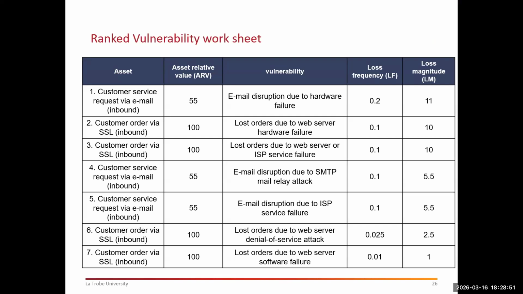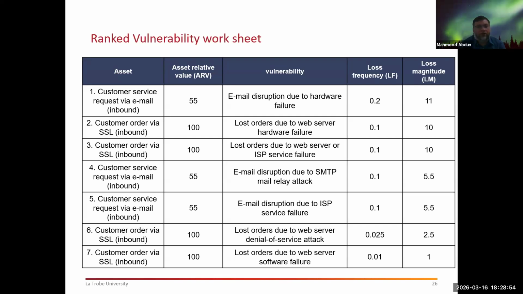Yeah, gotcha. So once we do this, you can see that the loss magnitude may not depend on the asset value. For example, the most important assets were number 2 and number 3, but the loss frequency meant that the loss magnitude is less than a relatively lower value asset because their frequency is more. It happens more, right? You get bombarded with spams more than you get a ransomware attack.